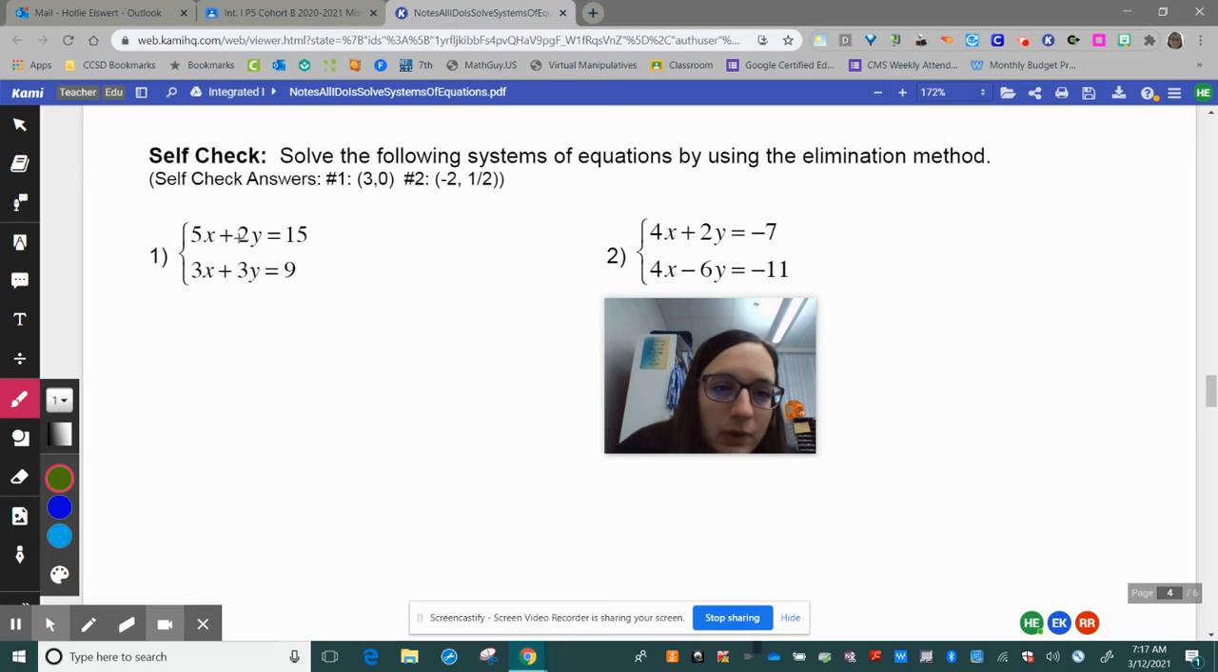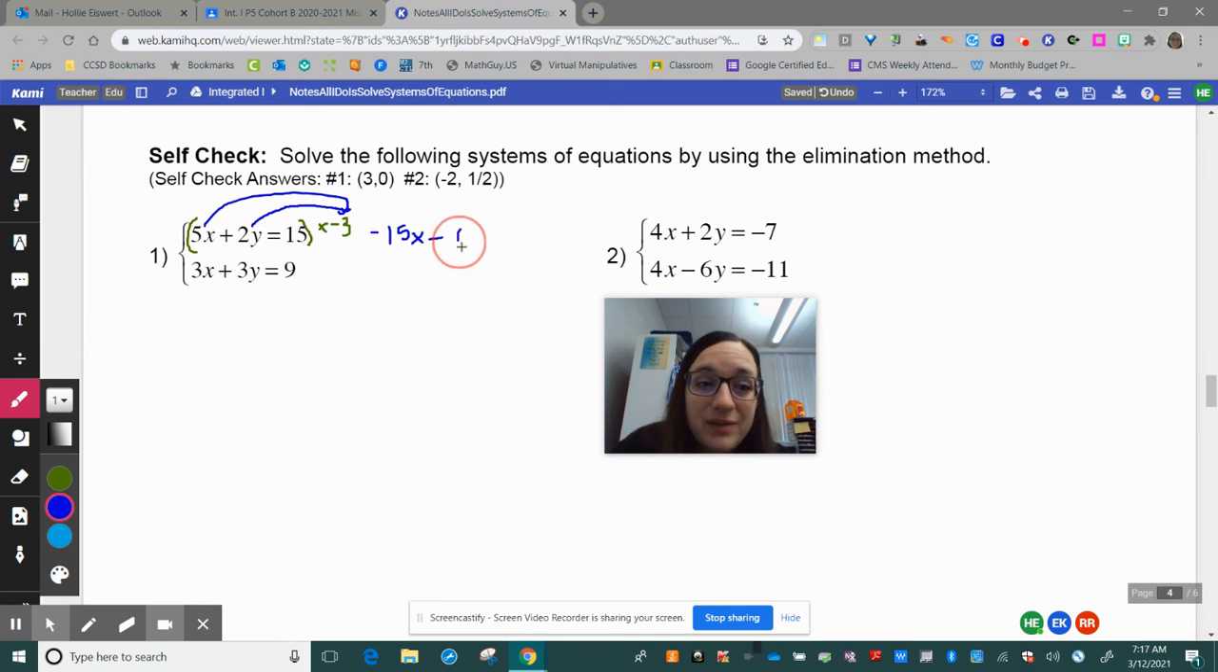So what I'm going to do here is multiply this top one by the whole thing. 2 times a negative 3. That way I get 5x times negative 3 is negative 15x. Okay, and times 3. Maybe put the dot. And then 2y and negative 3 make negative 6y. And 15 times negative 3 is a negative 45.